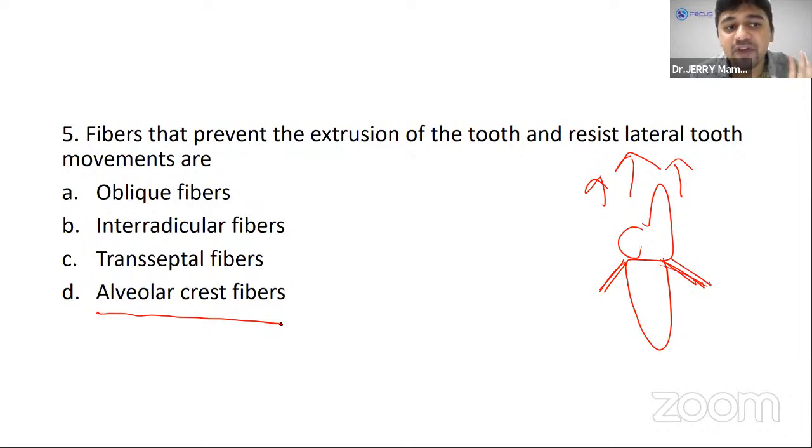Okay, in question number 5, which group of fibers is the one which you see in largest number? Out of this, which is the option which you see in largest number? Very good. They are the oblique fibers. Which of these options is the answer for fibers seen in the furcation area? Yes, furcation area. It is the interradicular fibers.